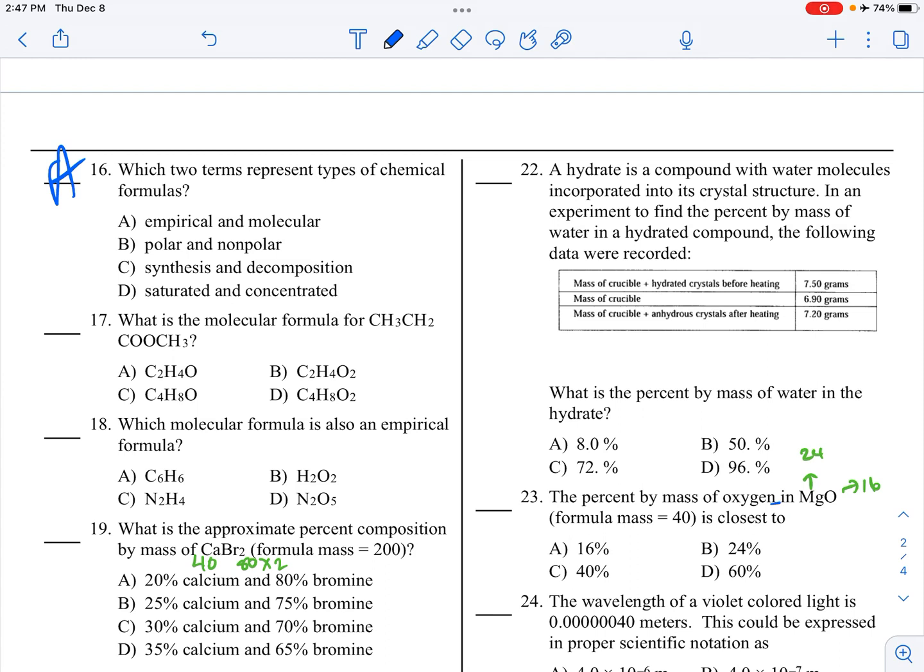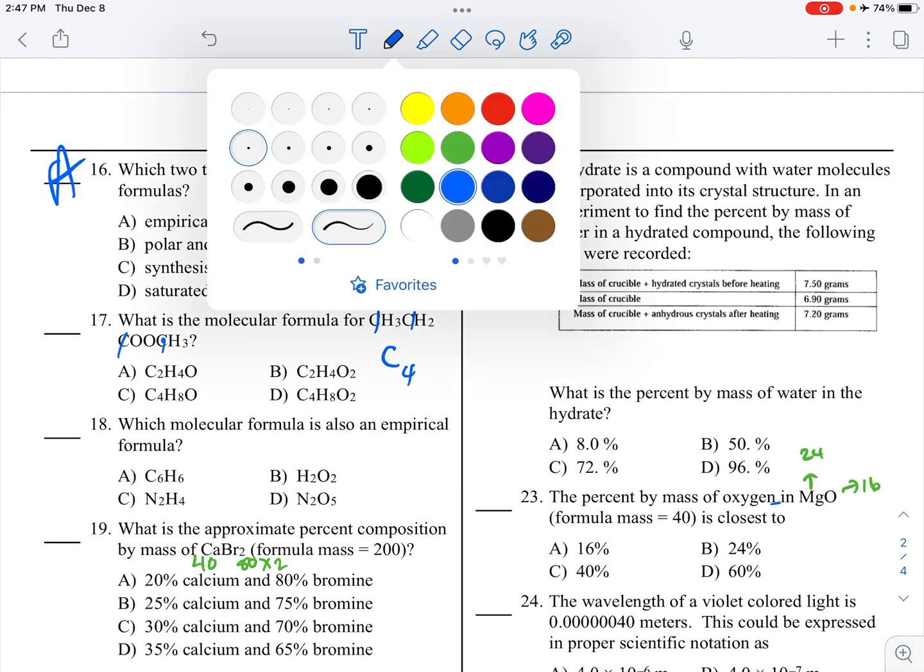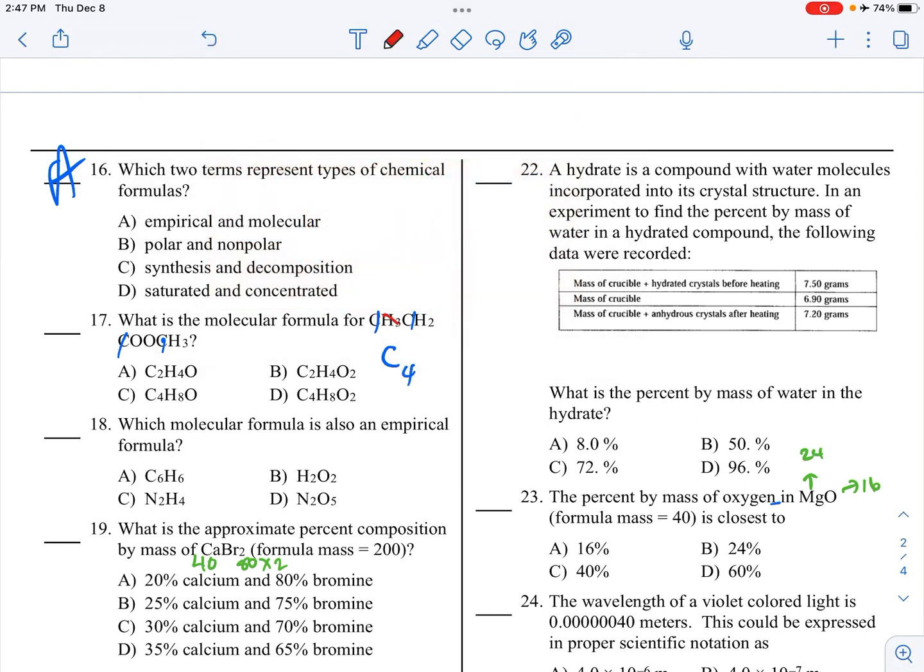So right now, let's put all the C's together. 1, 2, 3, 4. Now let's put the H's together. We have 3, and 2 more is 5, and 3 more is 8. And then the last one we'll do is oxygens. There are 2. C4H8O2. And that is our answer.